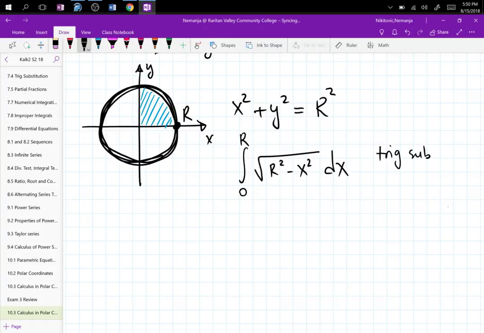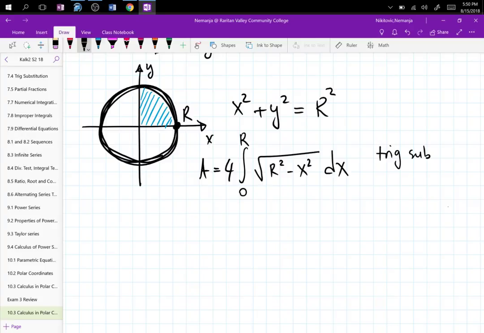So if you want to find the area of the circle, you would have to do 4 times this integral, and for the integral you would have to use trig sub, because you are integrating, let's say, the square root of 16 minus x squared or something like that, right? So not too much fun.